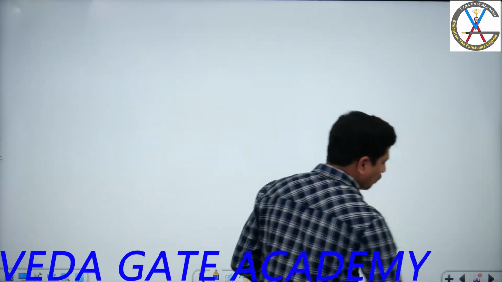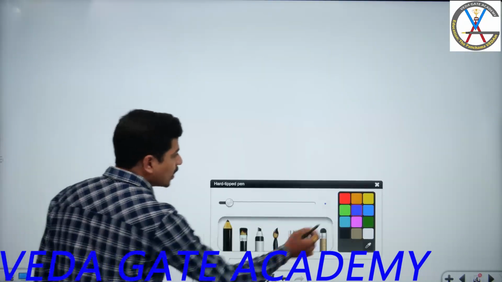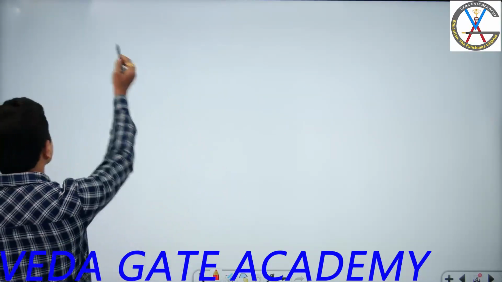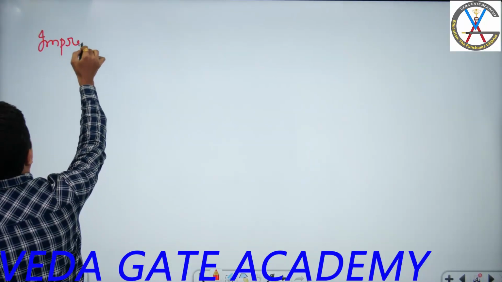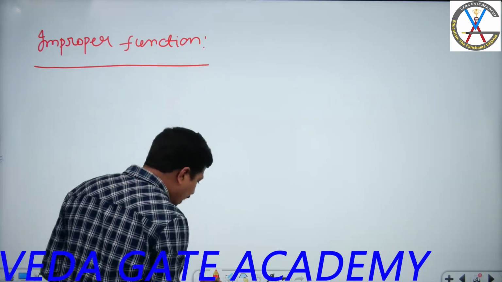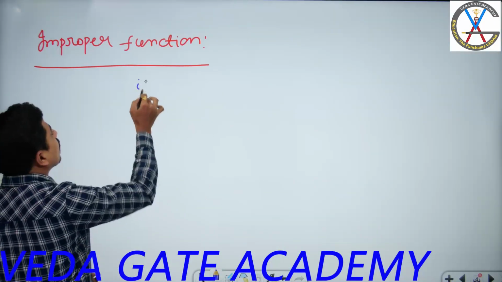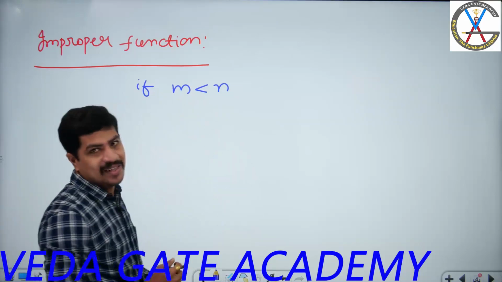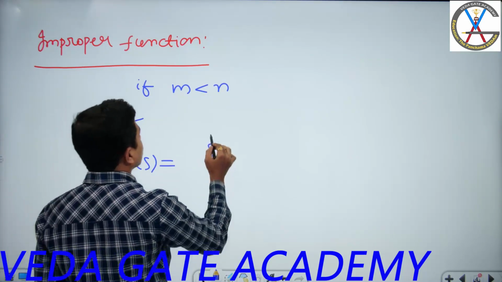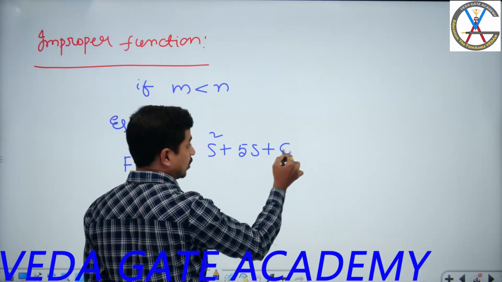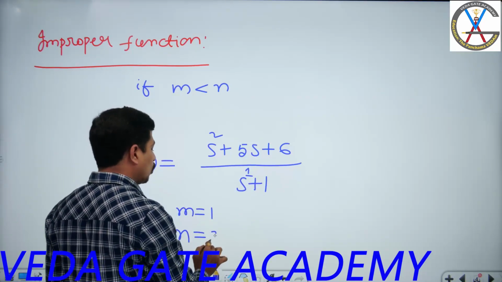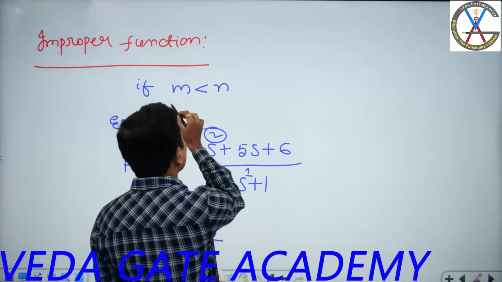Let us see the improper function. By this time, you might have understood what an improper function is. These are very simple definitions that we learned in intermediate or BTech first year mathematics. Improper function: if m is less than n. One example: F(s) equal to (s square plus 5s plus 6) by (s plus 1). What is m here? 1, s power 1. What is n here? 2, s power 2.